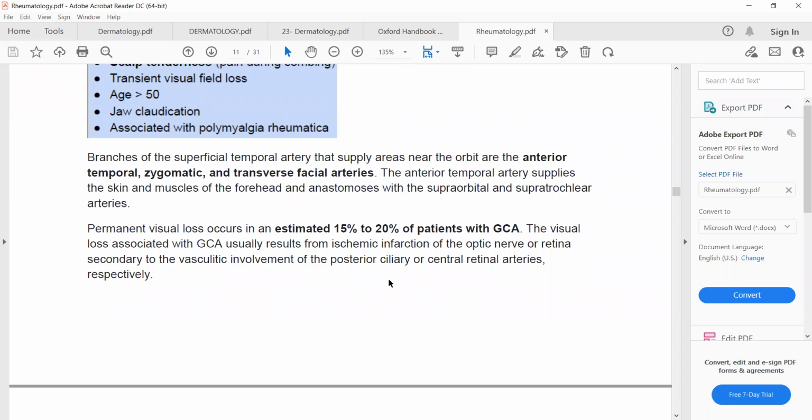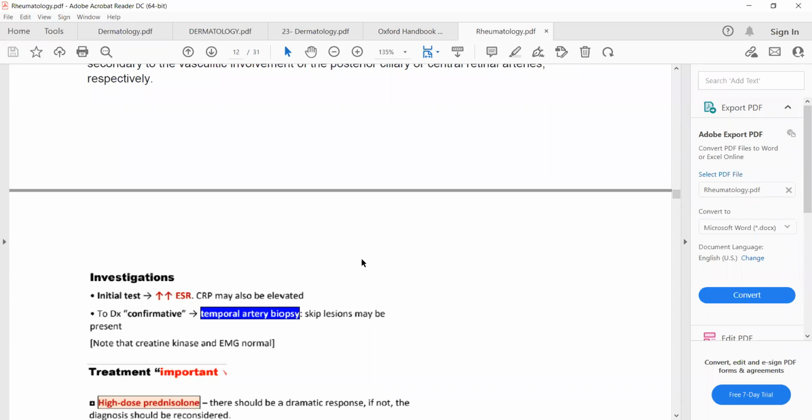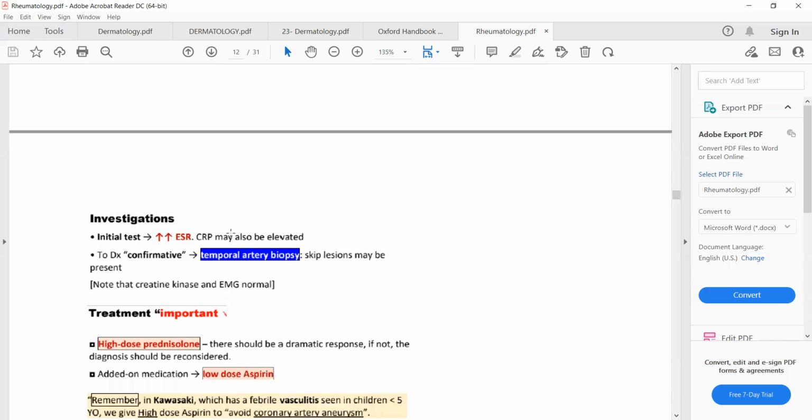So the patient with giant cell arteritis can develop blindness. That's why if there are visual symptoms such as visual field loss, then you need to do an emergency, same day referral to an ophthalmologist. So the initial investigation in case of giant cell arteritis is ESR.